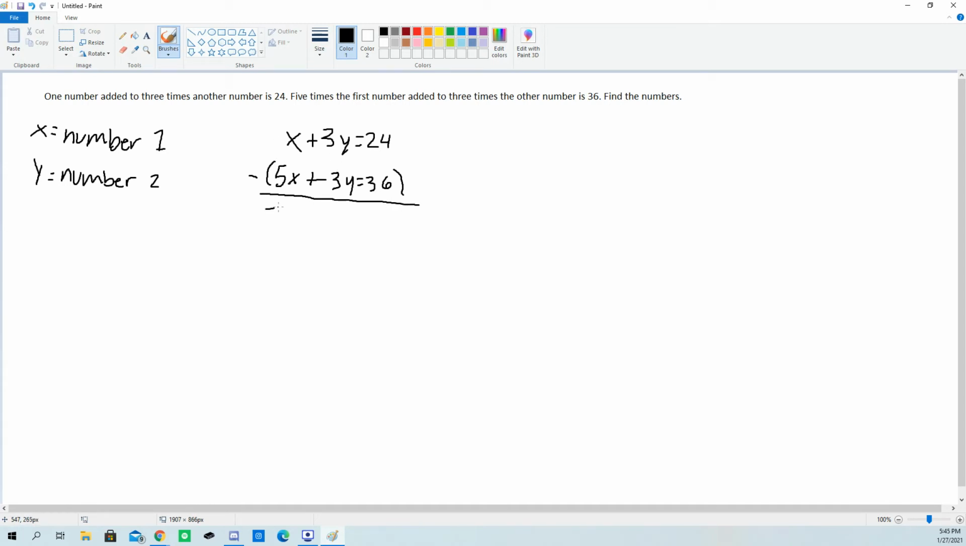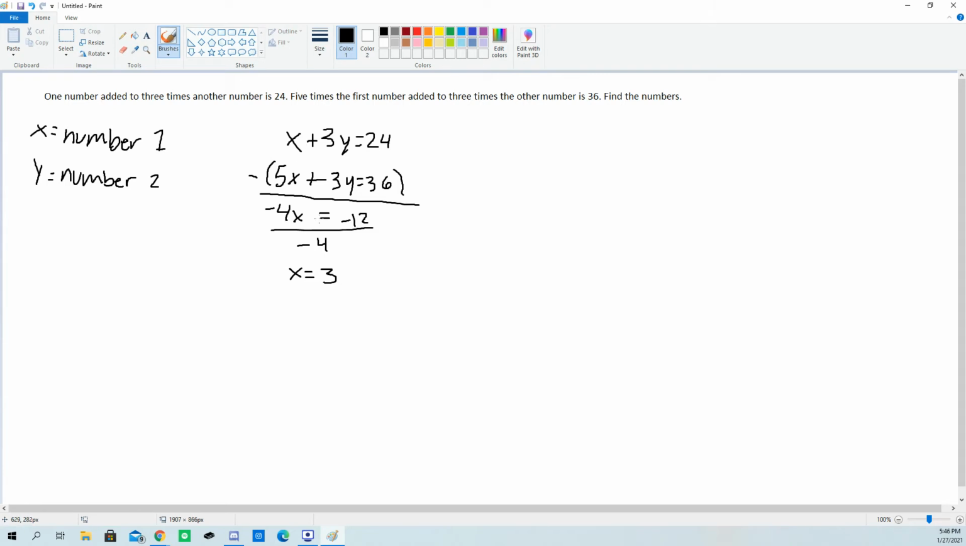So x minus 5x, we're going to get a negative 4x. Here we're going to get 0. And then 24 minus 36, let me get my calculator out because I'm not doing that in my head. 24 minus 36 is negative 12. So we're going to divide by negative 4 to isolate our variable, and x equals 3.